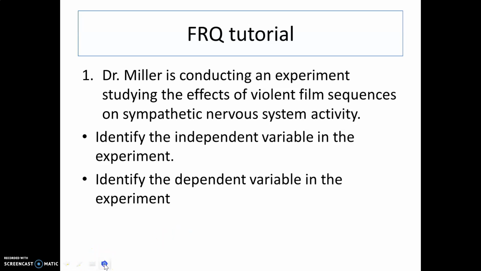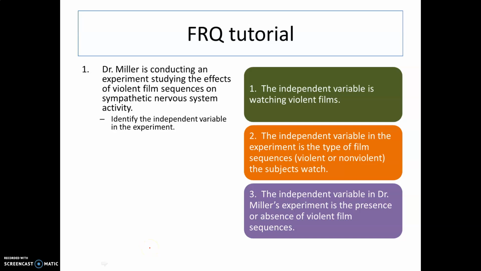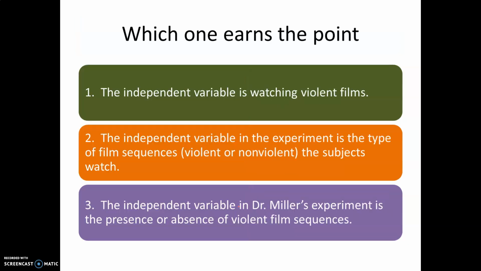Alright, now what I'm going to do is we're going to take the first part, the independent variable, and we're going to look at three potential answers, right? The one in green, orange, and purple. You are going to write down which one you think earns the point, and which ones you think do not earn the point. Okay, welcome back.